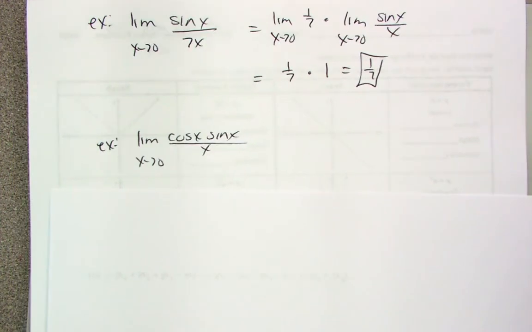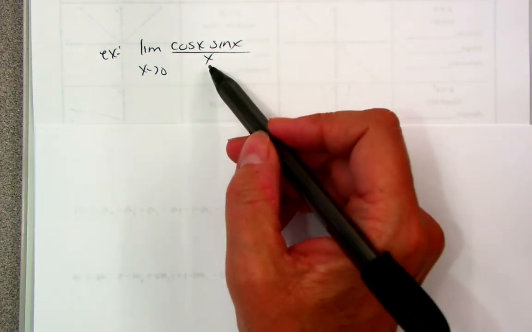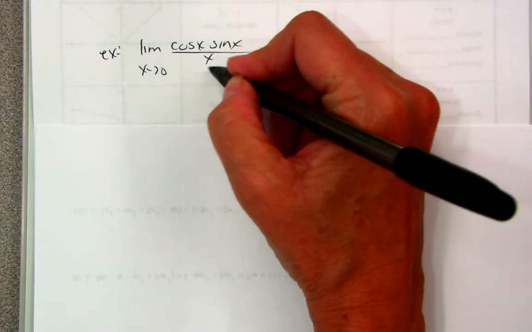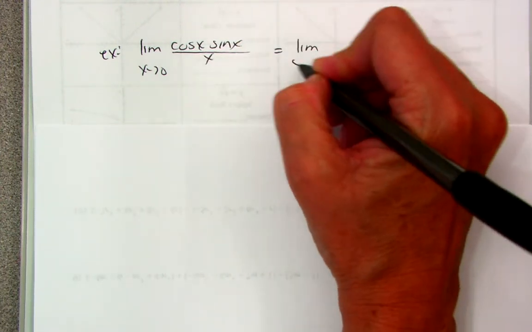Next, the limit of cosine of x times sine of x over x as x approaches 0. One more time, I'm not going to be able to find the limit as I put 0 into the denominator. But I do see my special property here, so let's just separate it right now.